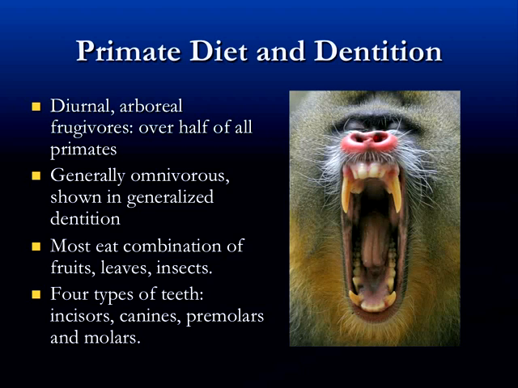Okay, so onward and upward. There are 4 types of teeth, illustrated here by this male drill. Not a mandrill, but a drill, a smaller version, less colorful. Those 4 types of teeth are incisors, which go from the front to the back: incisors, canines, premolars, and molars.